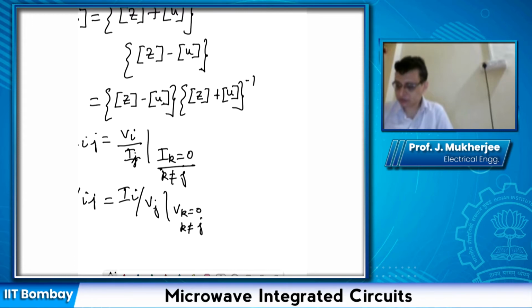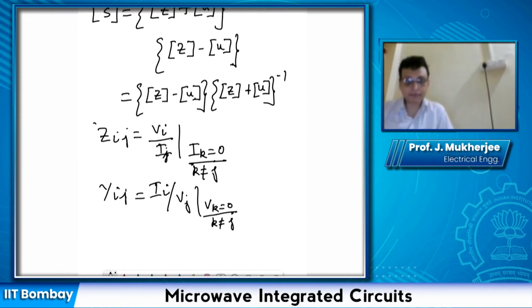Okay, so for all Vks, the voltages at all ports other than j should be equal to 0. And how do we make that 0? We just short those ports. But S parameters are defined in a different way, right?